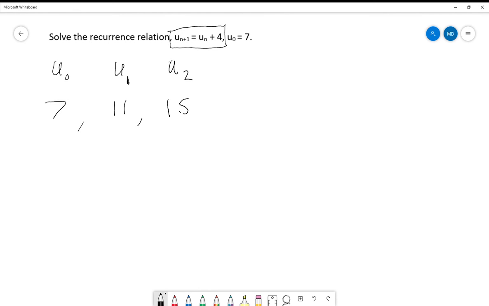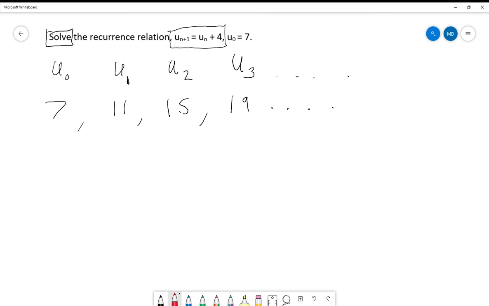Now, let's get to the next one. u3, well, I have to add 4, so I get 19. And now, this carries on, of course. How do we think about this in terms of nth term? Because it's asking us to solve it, and solving an equation like this means that we are looking for its closed form. We're looking for a form of just u(n) equals something in terms of n, rather than in terms of previous terms.